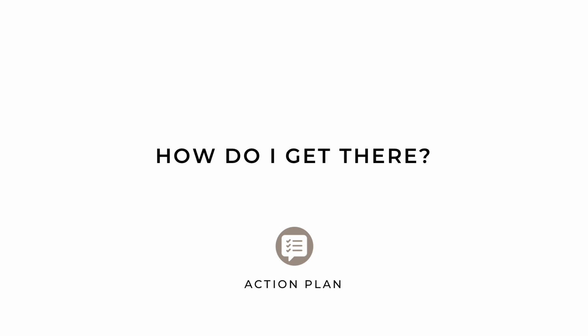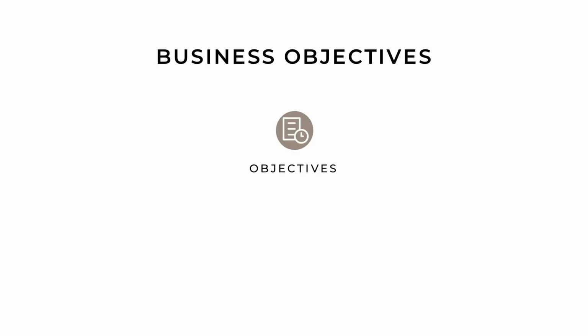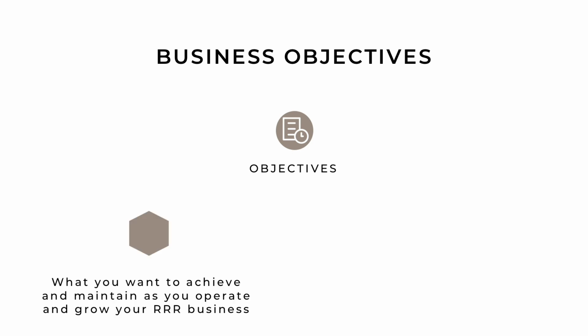If you don't know where you are going, you are likely to wind up anywhere. Objectives describe what you want to achieve and maintain as you operate and grow your triple R business. Having a concise list of objectives gives you a foundation for your action plan. There are different kinds and types of objectives. Let me highlight some of them and give you concrete examples.